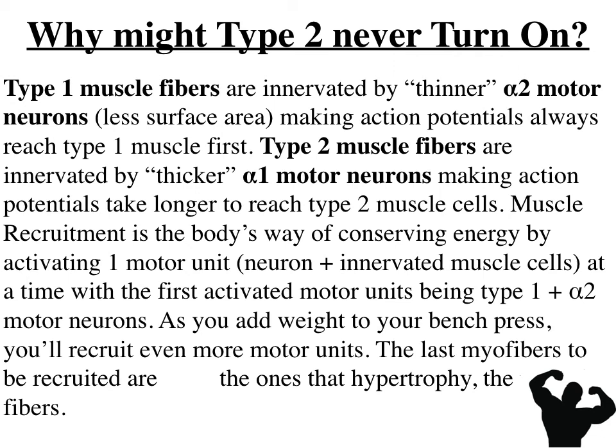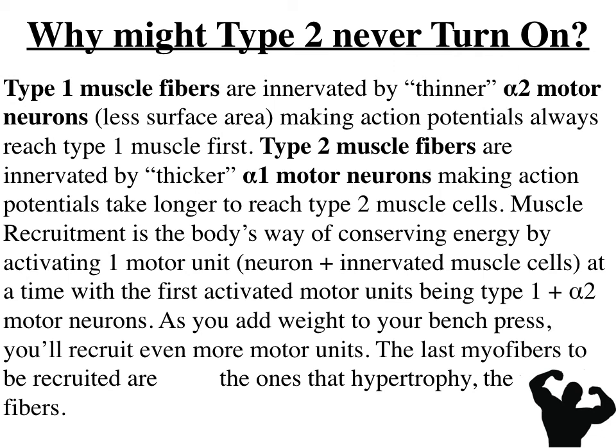Muscle cell recruitment is the body's way of conserving energy by activating one motor unit at a time, with the first activated motor units being type 1 first, with the alpha 2 motor neurons. As you add weight to your bench press, you'll recruit more and more. The last myofibers to finally be recruited are the ones that hypertrophy. So if you wonder, why do I never get ripped? Well, then it's because you're not demanding enough.